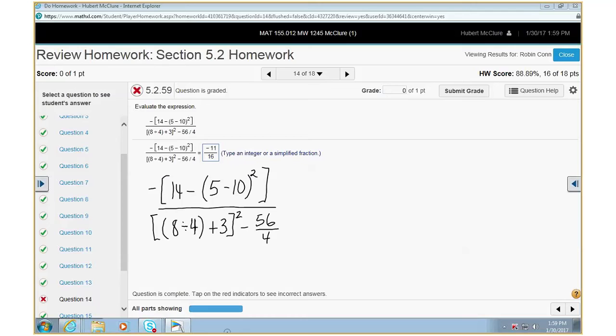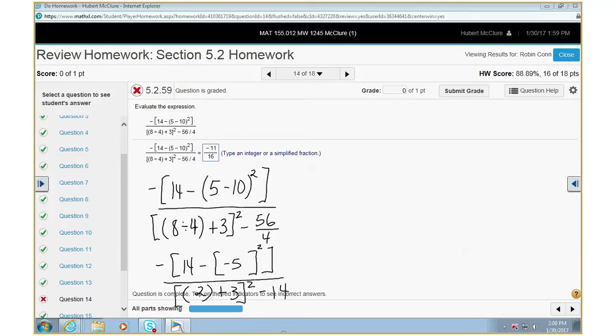Okay, so now we're going to get started. What are we going to attack first? Parentheses. Negative 14 minus 5 minus 10 is negative 5 squared over 8 divided by 4 is 2 plus 3 quantity squared minus 56 over 4. 4 will go in there 14 times. What do y'all do?